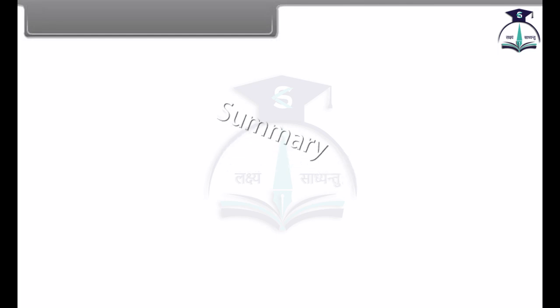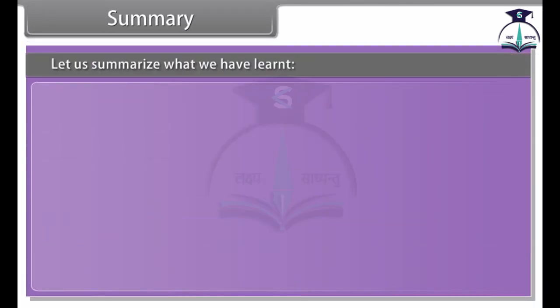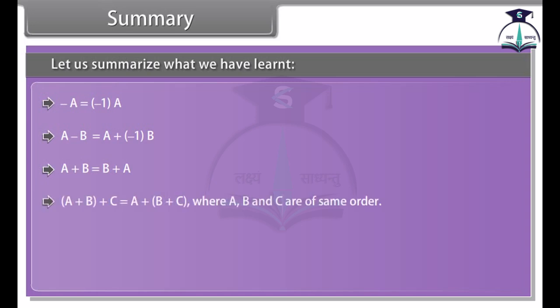Summary: let us summarize what we have learnt. Minus A is equal to minus 1 into A. A minus B is equal to A plus minus 1 into B. A plus B is equal to B plus A. (A plus B) plus C is equal to A plus (B plus C), where A, B and C are of the same order. K into (A plus B) is equal to K into A plus K into B, where A and B are of the same order.